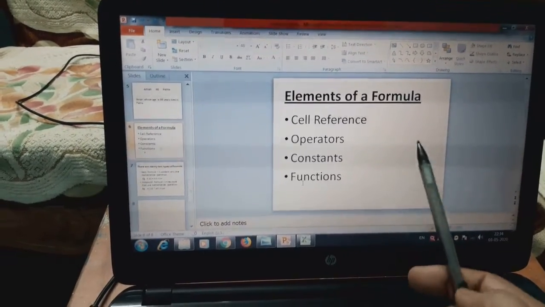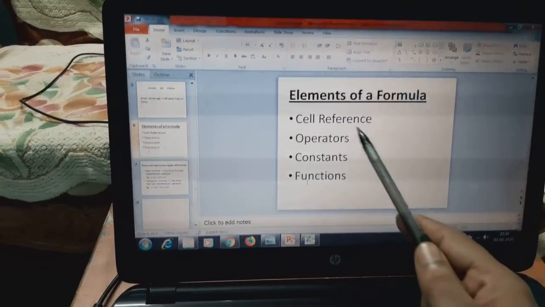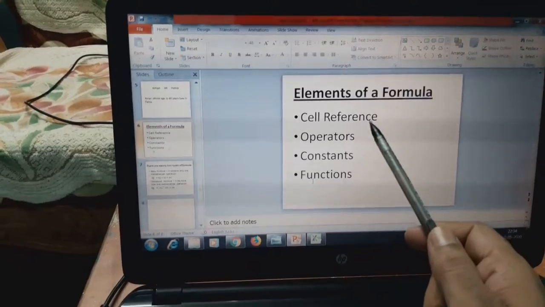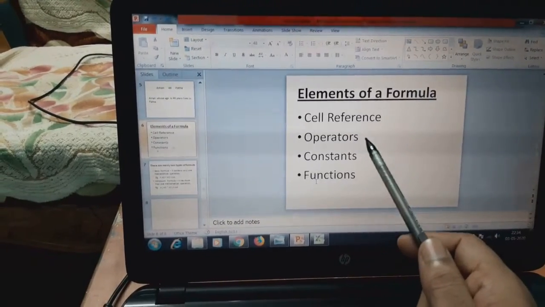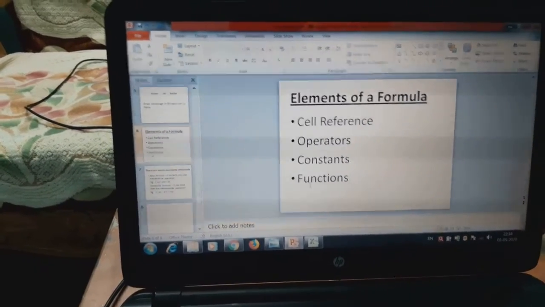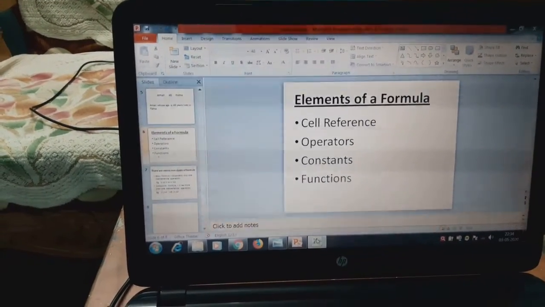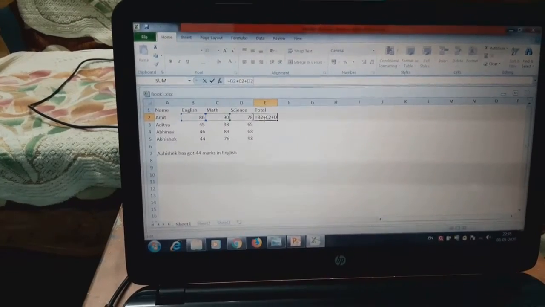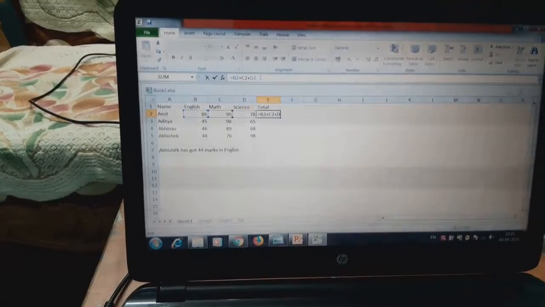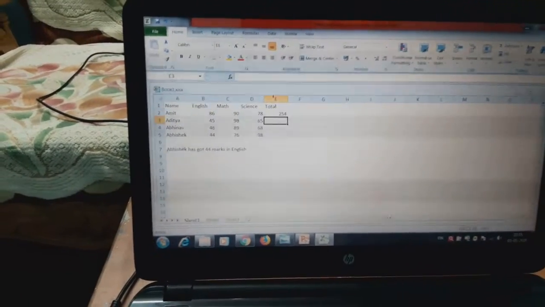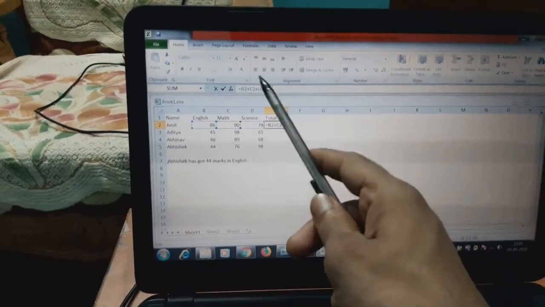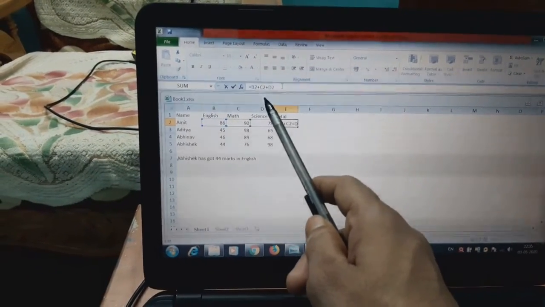First, coming to the topic elements of a formula. First is cell reference. What is cell reference? They are the address of the cell that contain values to be used in calculation. I will show you with an example. Suppose I have selected this cell and I have written this formula. Okay, so I have written equal to B2 plus C2 plus D2.